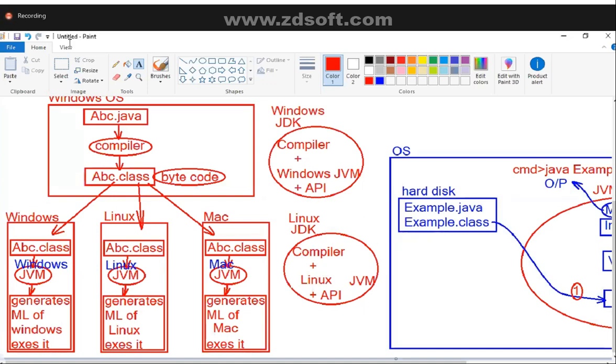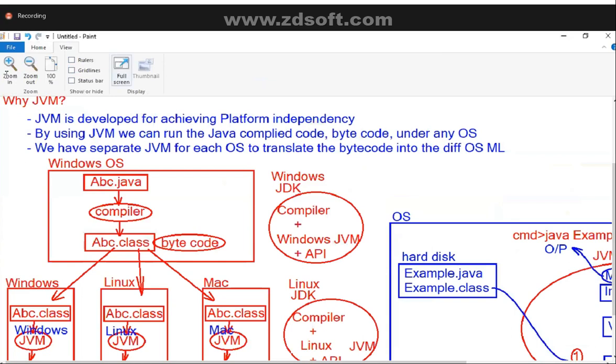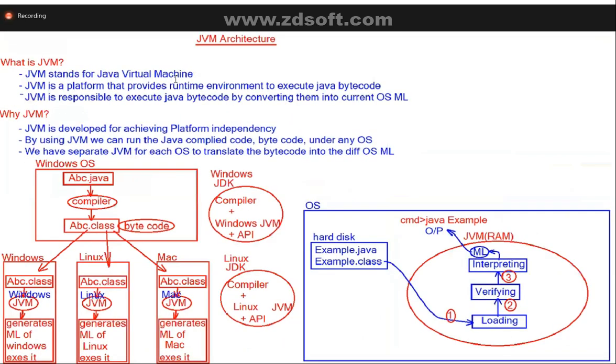Okay, right. So finally try to answer, what is JVM? JVM stands for Java Virtual Machine. JVM is a platform that provides a runtime environment to execute Java bytecode in a platform independent way. JVM is translator software. It is responsible to execute Java bytecode by converting it into the current OS machine language.